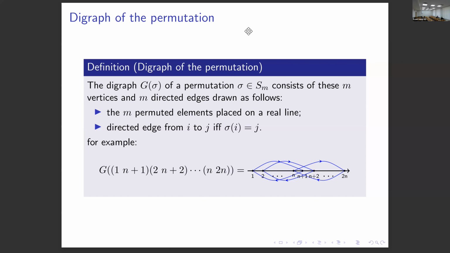Since I mentioned before that our definition of the wave system is invariant under conjugation by the standard cyclic permutation, you see that this is a digraph on the real line, but actually you can connect the real line into a circle. So you can see that these m permuted elements are placed on the circle.